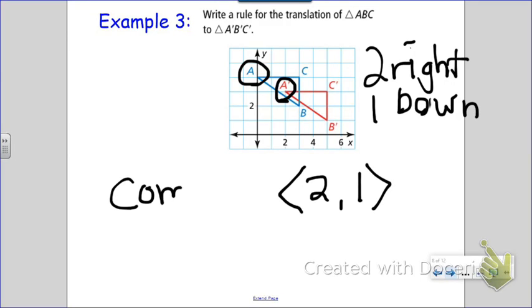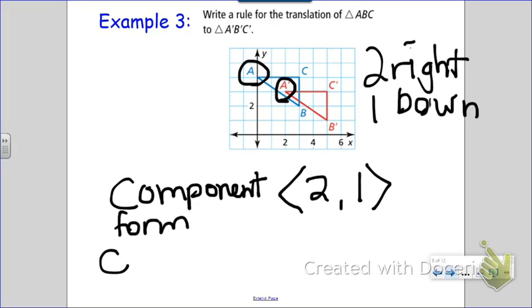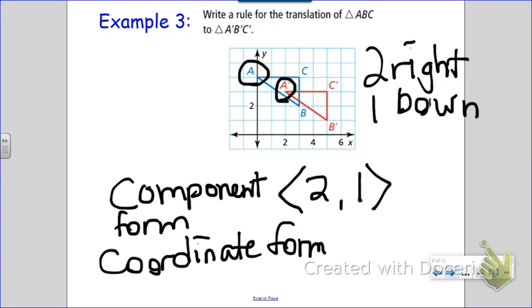Another way we can write this is called the coordinate form. So this is component form. We also have what's called coordinate form, which would look the same as what we probably learned in algebra. We're adding 2 to the x, and we'd be adding 1 to the y.